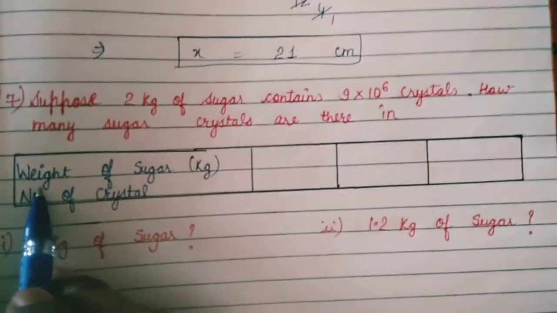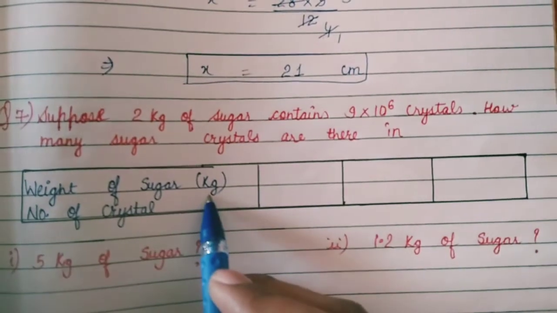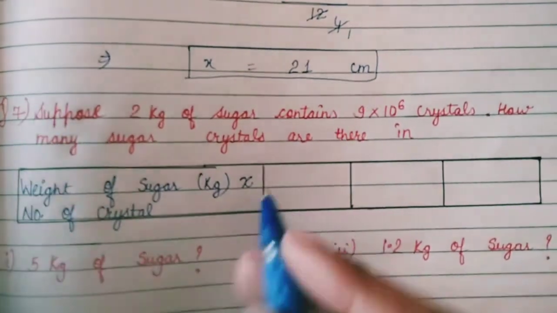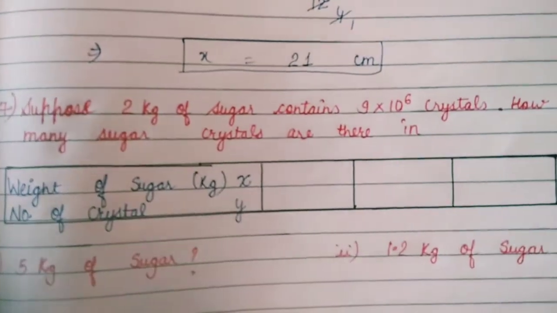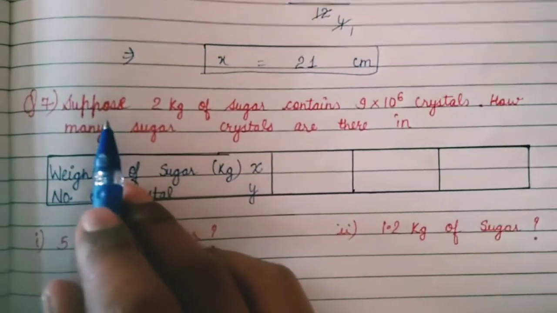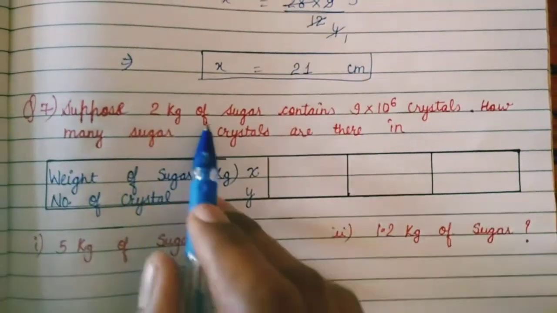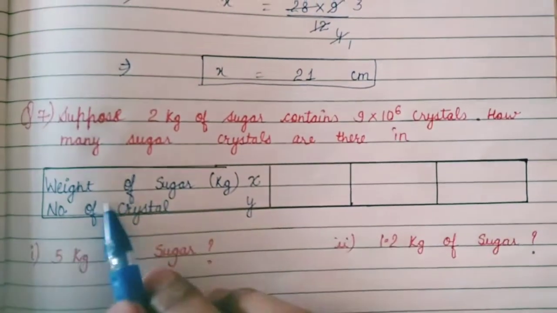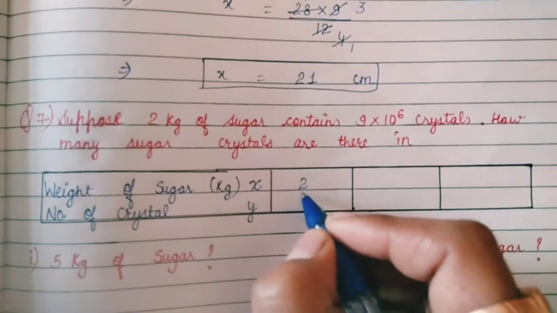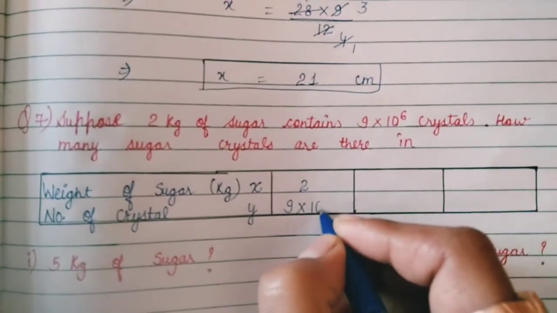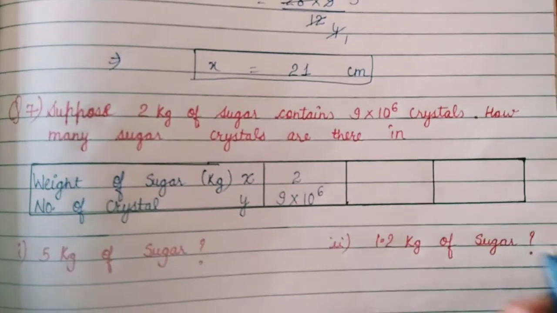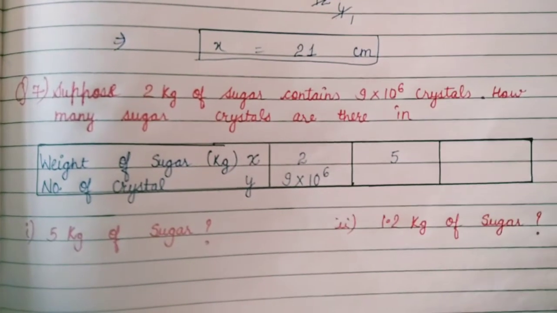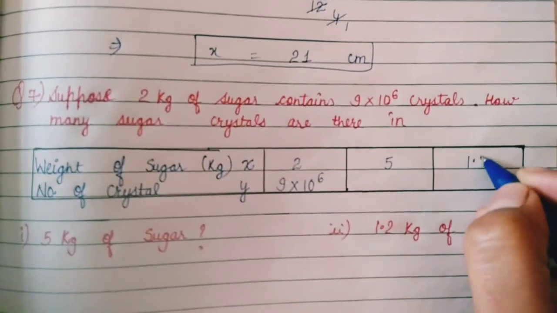In this, the first column shows the weight of sugar in kilograms, which is x, and the number of crystals, which is y. In 2 kg, the number of crystals is 9 into 10 raised to the power 6. So we need to find for 5 kg. So the second case is 5 kg and the third case is 1.2 kg.